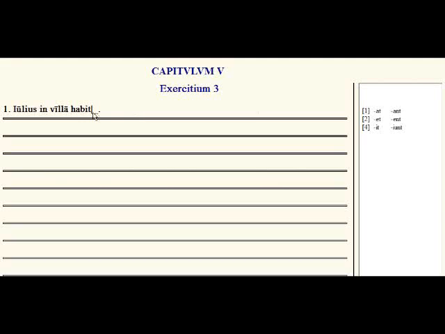So let's try this first one. Julius in villa. Julius is singular, so it's habitat. Julius et Aemilia in villa. They both habitant. Go ahead and try the rest of those singular and plural examples.